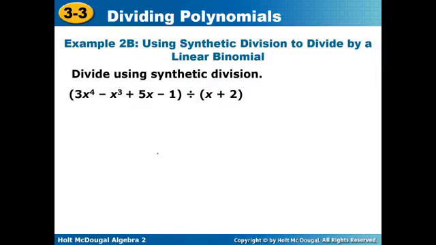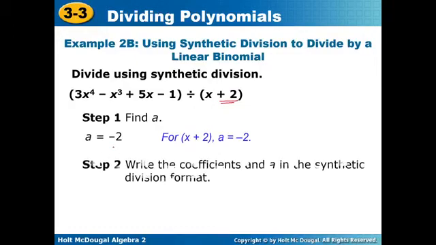What if I'm going to be dividing 3x raised to 4 minus x cubed plus 5x minus 1? So I'm going to divide that by x plus 2. So first step, find a. A is simply negative 2. The opposite of positive 2 is negative 2. So a is negative 2.